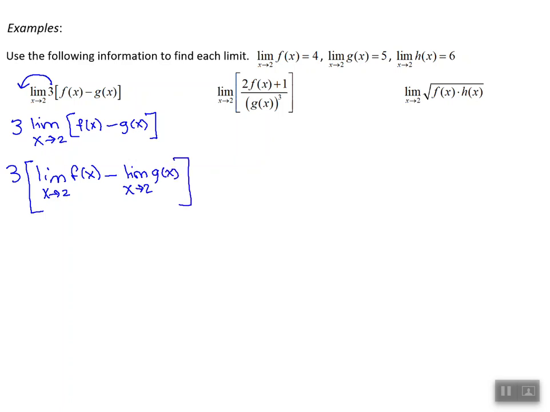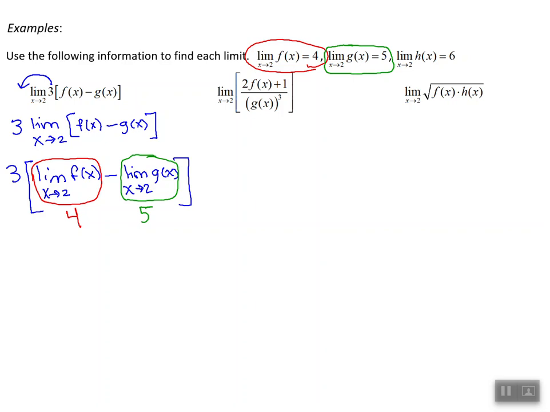And then we substitute the values that were given above. The limit as x approaches 2 of f of x, that's this part right here, is 4. The limit as x approaches 2 of g of x is 5. So we substitute that with 5, and then we can evaluate what's remaining. So we have 3 times the difference, 4 minus 5, 3 times negative 1, which makes negative 3. If I keep my work neat, I do not have to circle my answer, which I prefer not to do.